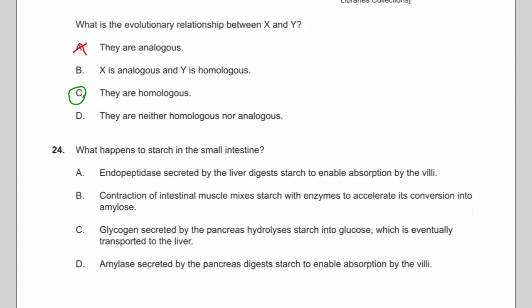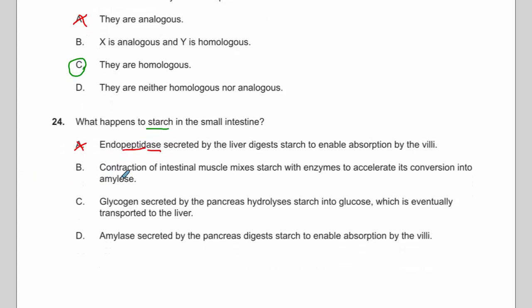24. What happens to starch in the small intestine? And starch is a polysaccharide. So alternative A is wrong because it says endopeptidase. Ase means enzyme, and peptid means polypeptide. That it breaks chains of polypeptides, meaning proteins. That's not carb. B, contraction of intestinal muscle mixes starch with enzyme. Okay, sounds like a good start. To accelerate its conversion, yes.